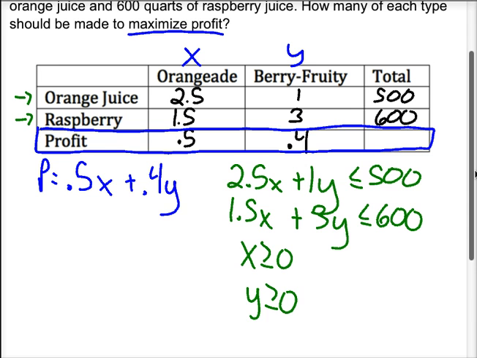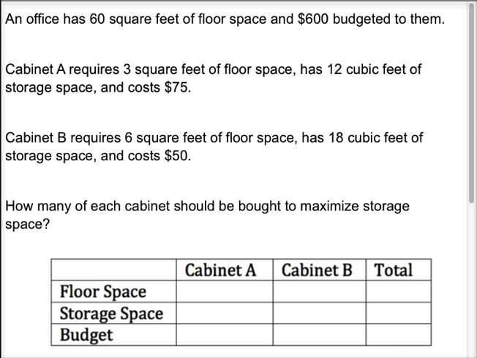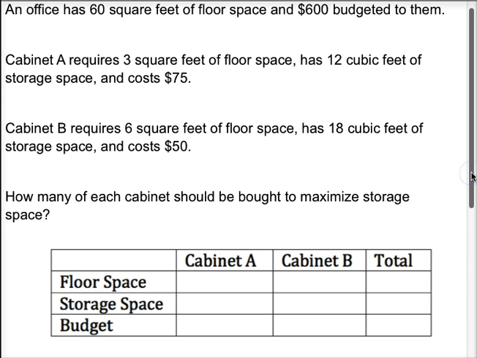All right, let's practice with one more, and then we will be done. So an office has 60 square feet of floor space and $600 budgeted to them. Cabinet A requires 3 square feet of floor space, 12 cubic feet of storage space, and it costs $75. Cabinet B requires 6 square feet of floor space, has 18 cubic feet of storage space, and costs $50. How many of each cabinet should be bought to maximize storage space? So let's put in our information.